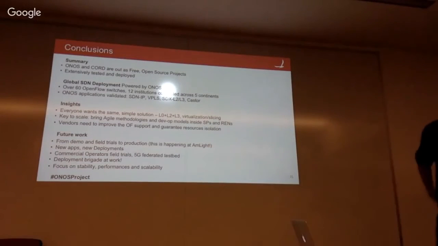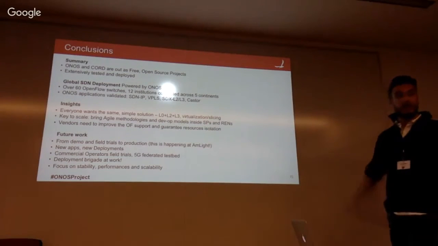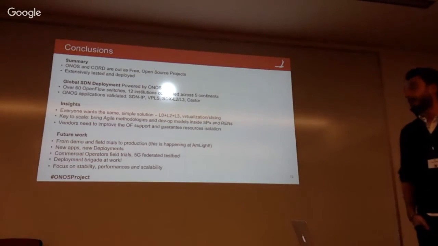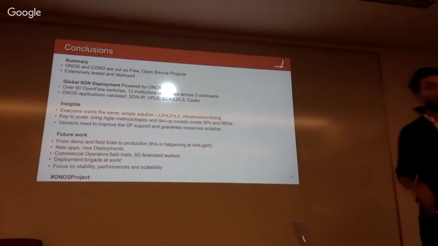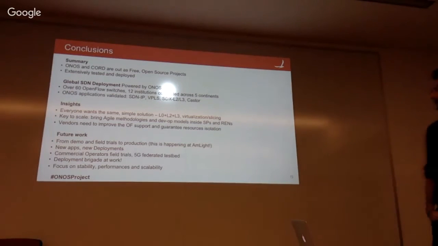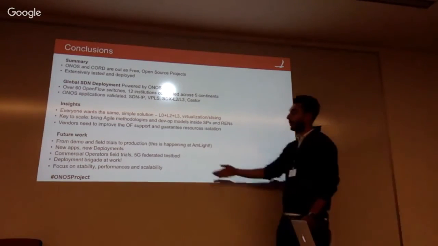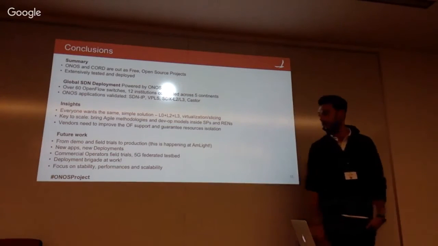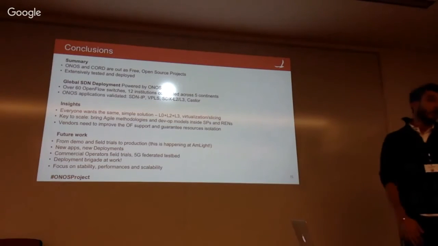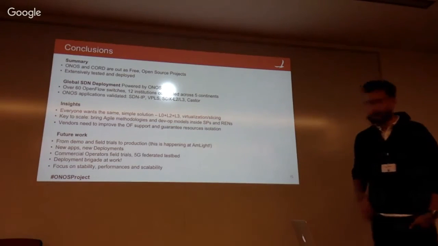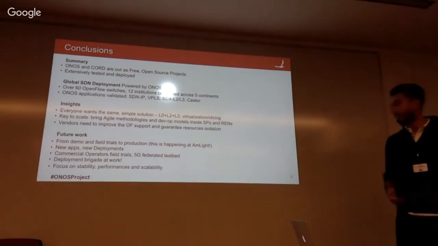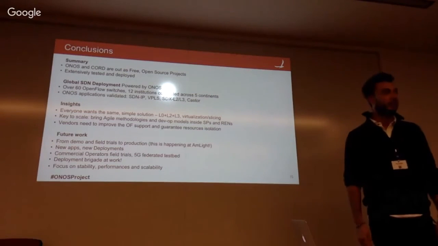So future works to do. From demo, we will move to production. This is already happening in some networks like AM-Lite. There are new apps, new deployments, new participants. We want to start to move from not only research network, but support also commercial deployments. An example, the first example is the 5G federated testbed. There's the deployment Brigade at work. You are very welcome to join us at any time. And of course, as always, we will keep our focus on stability, performance, and scalability.